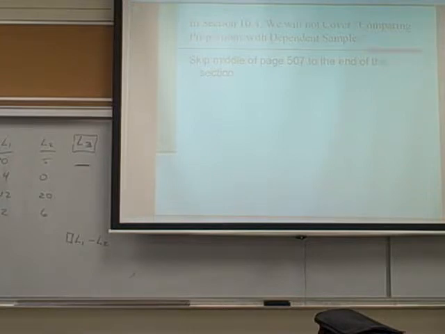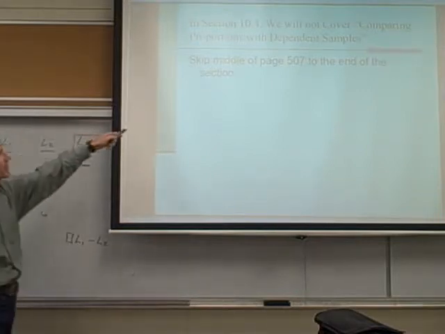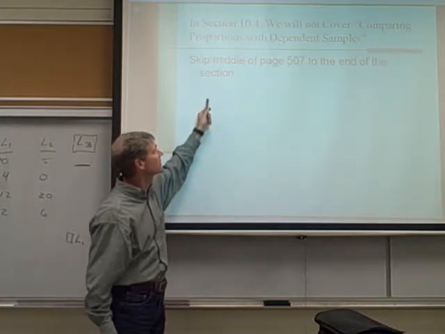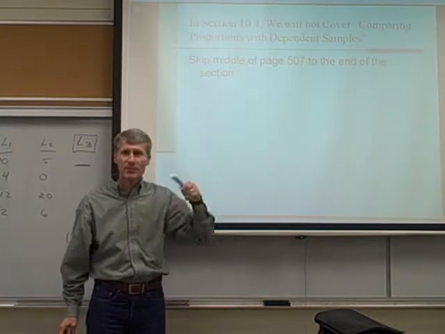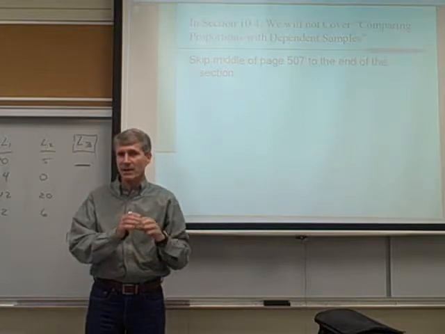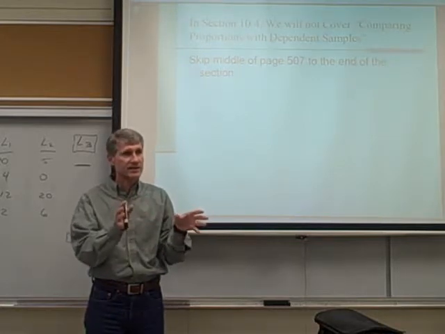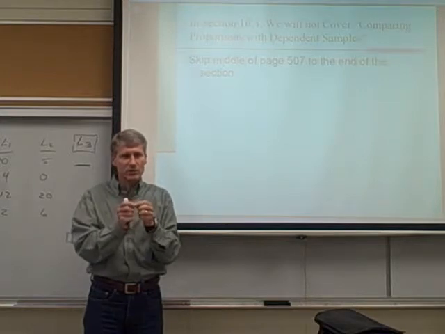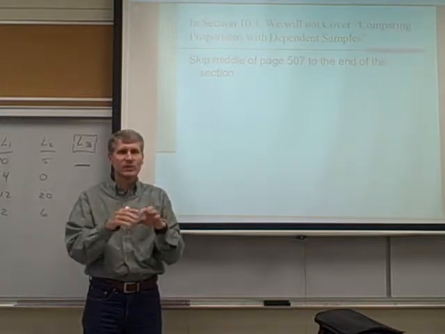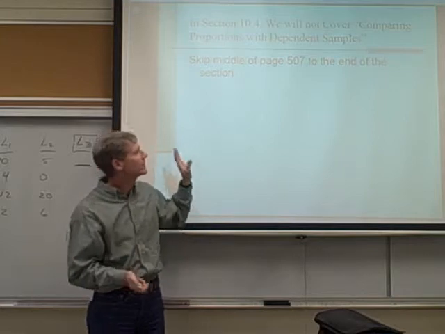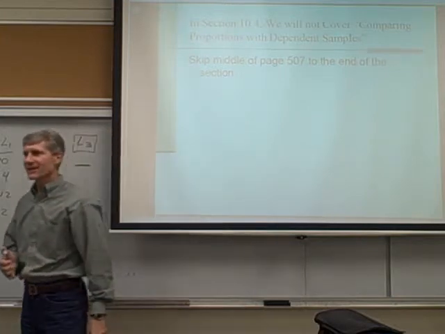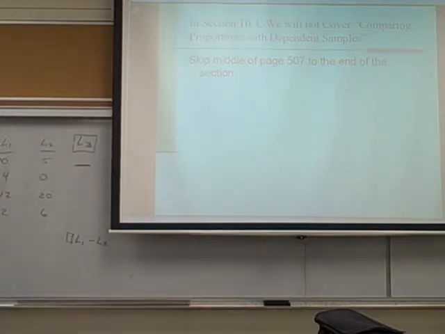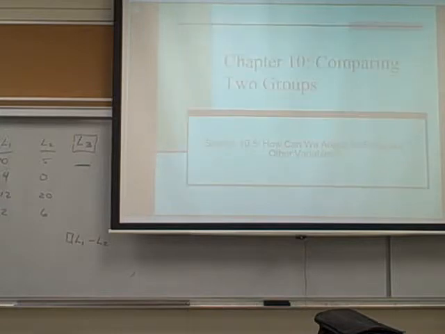Oh, I wanted to say this too. This says skip the middle of page 507 to the end of the section. That's the stuff about proportions, and I told you that last time, that I'm only doing the means because I ran out of time. So comparing proportions from 2 paired samples, we just aren't going to do. So you're allowed to stop reading when you hit the middle of page 507.